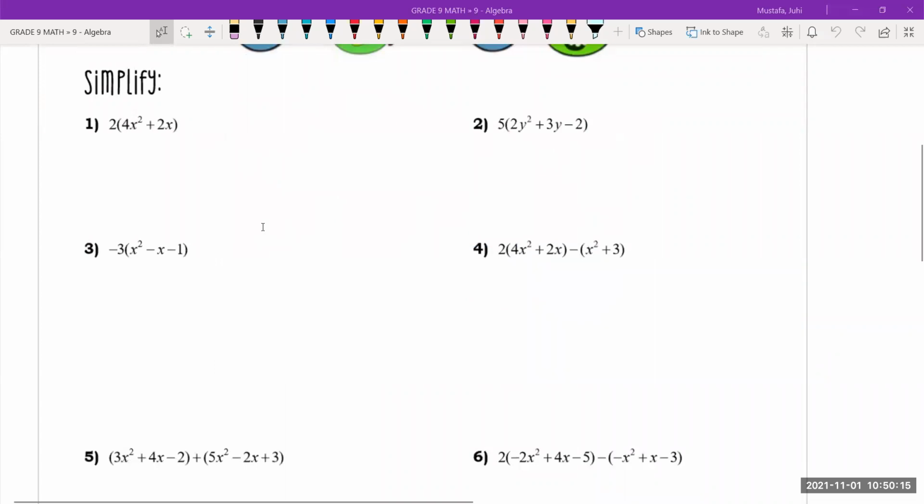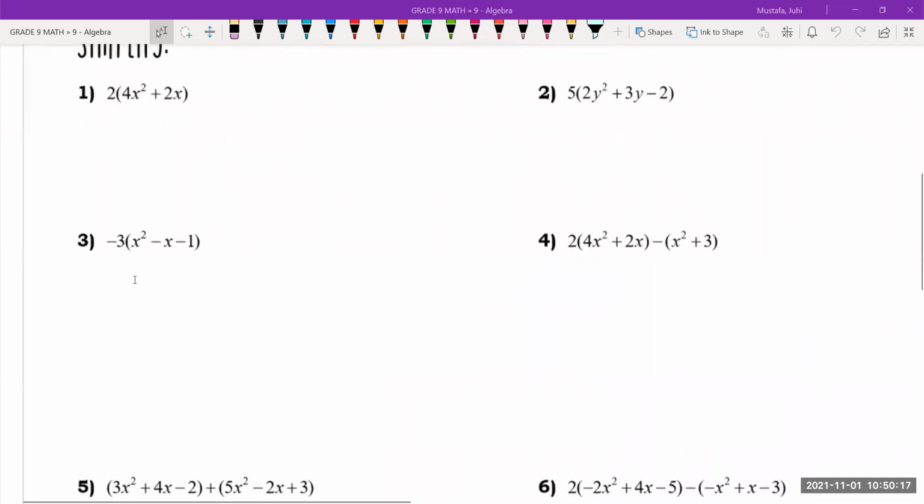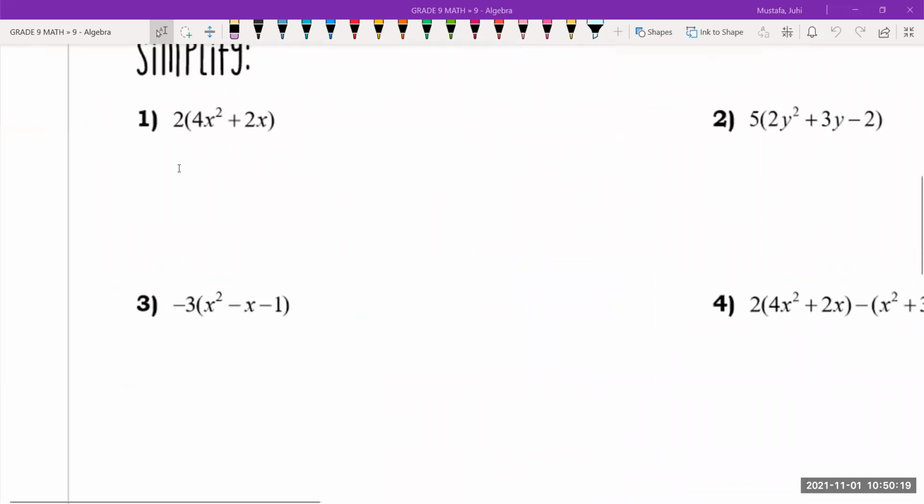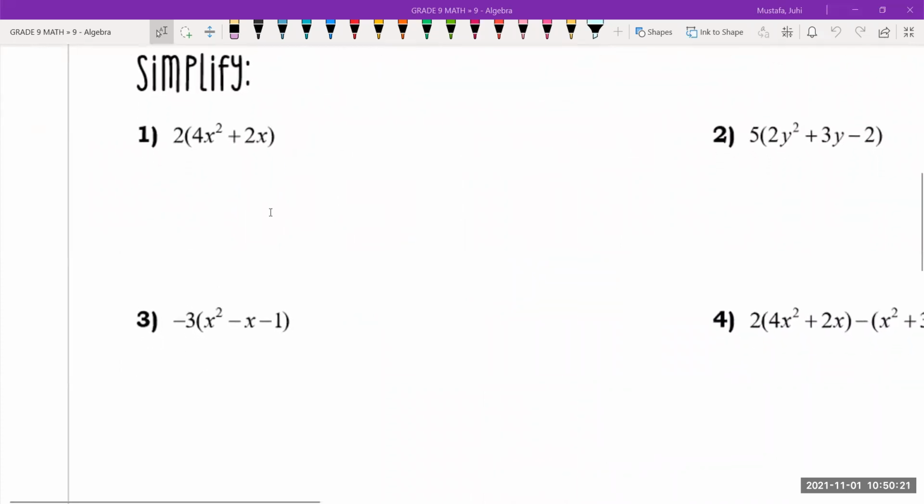For question number 1, we have 2 bracket 4x squared plus 2x. So again, the stuff inside of the bracket is protected. You can't touch it. You can't do anything with it. So what we're going to do is we're going to take the 2 and we're going to multiply it to the first term. We're going to take that 2 and we're going to multiply it to the second term. You don't have to show the arrows. I just like to show them so you know what's happening. Okay, so how do we do that?